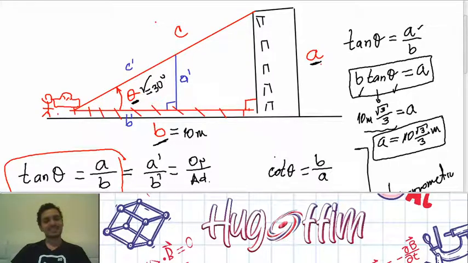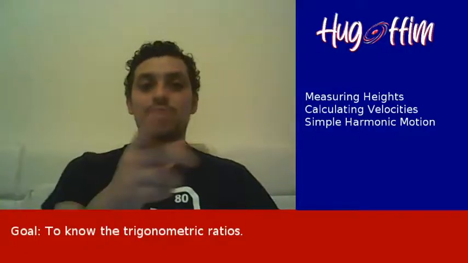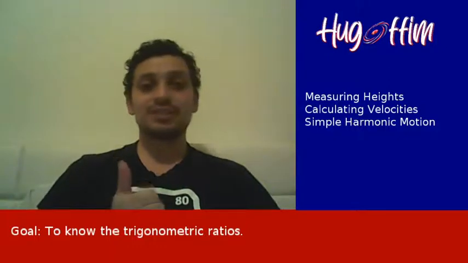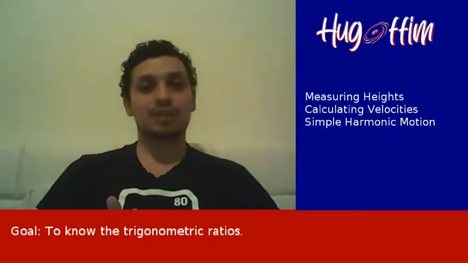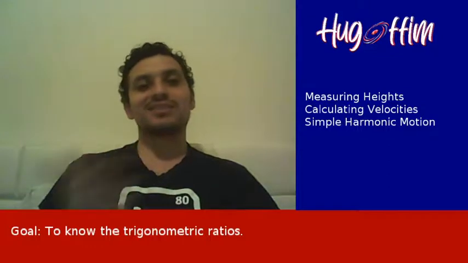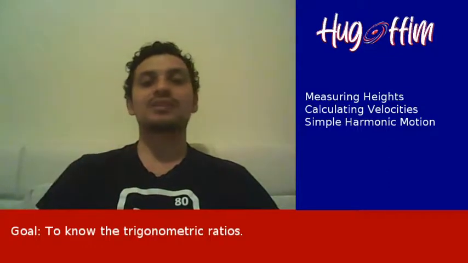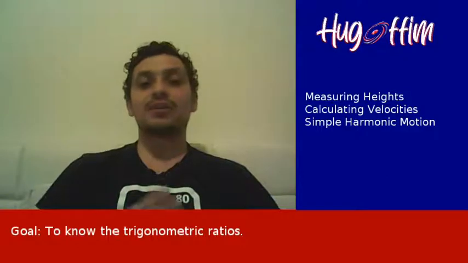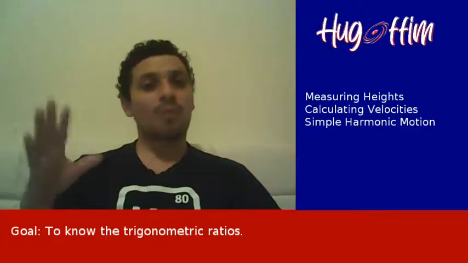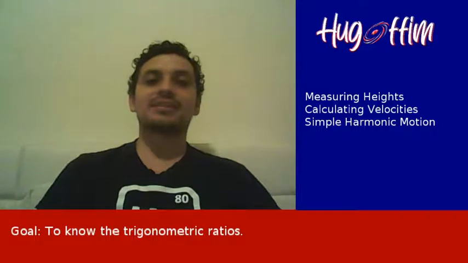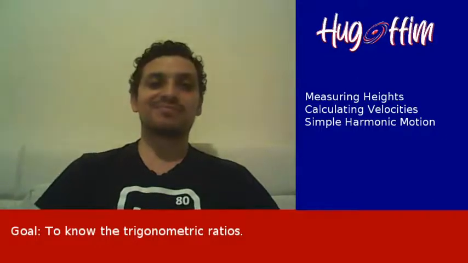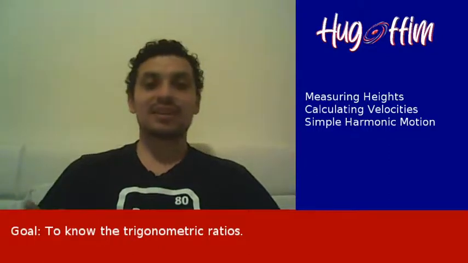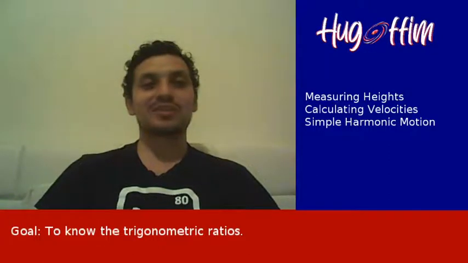And that's it. This is how you learn about trigonometric ratios. In this video, you have learned three things. First, you have learned some applications of trigonometric ratios. Second, you know what the trigonometric ratios are. And third, you know why or where a trigonometric ratio is coming from. Okay? So these are the three things that you know about trigonometric ratios.